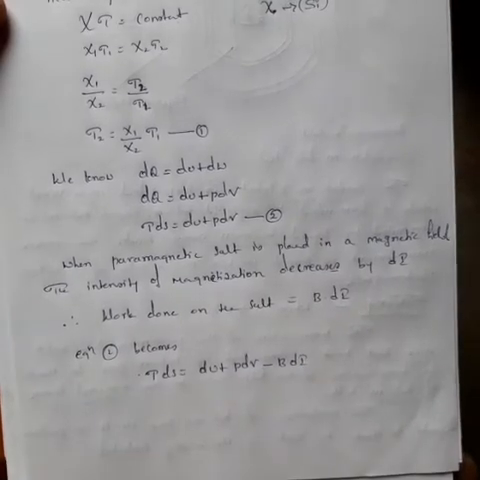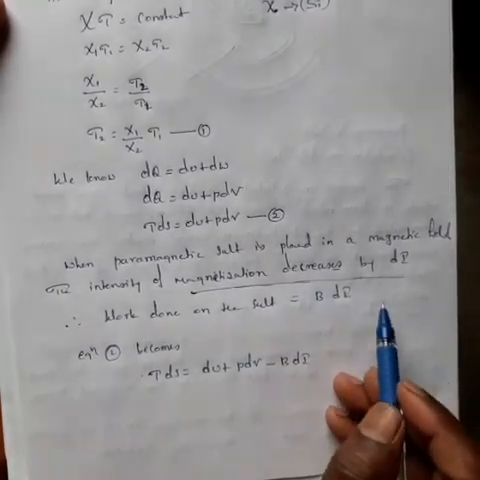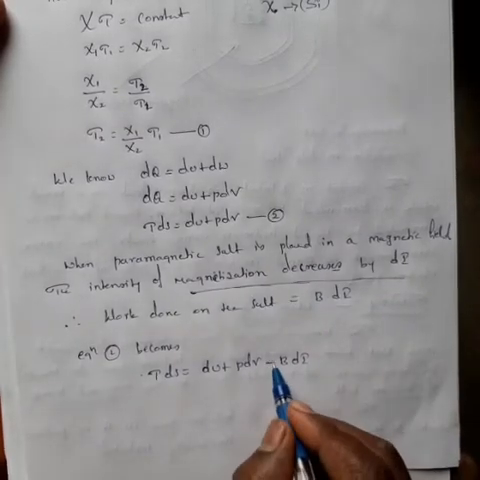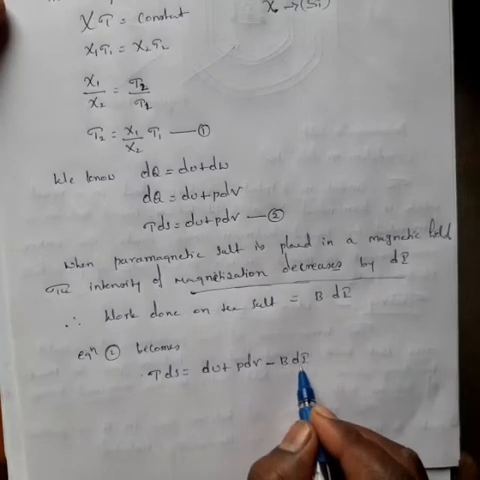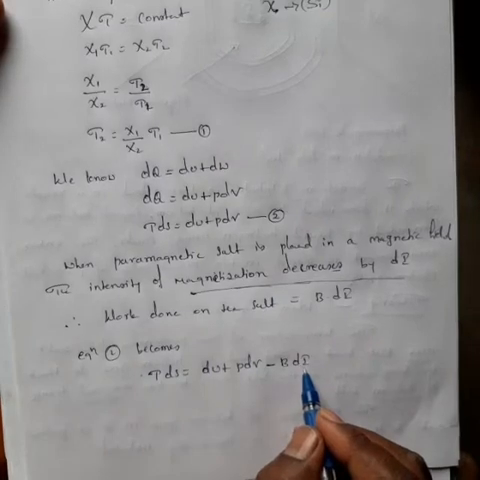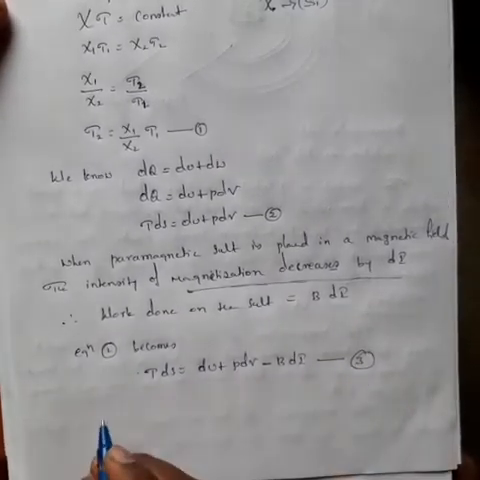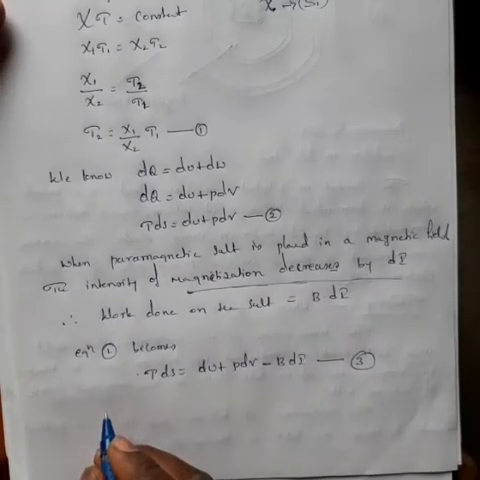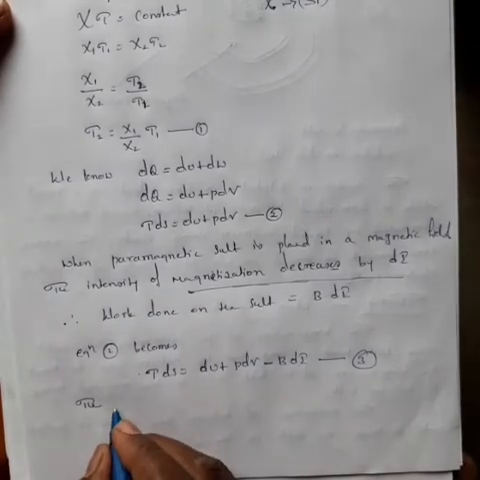Here there is a decrease in the intensity of magnetization. Therefore we consider the negative sign here, where B represents the magnetic field and dI represents the decrease in the intensity of magnetization. Let us consider this as equation number 3. Now the demagnetization is carried out at a constant pressure.